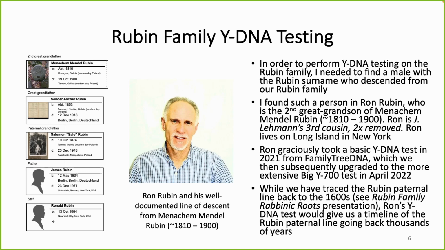Ron Rubin is the product of the second marriage. Ron Rubin had no information about his grandparents, his Rubin grandparents. And when I connected with him, I had photos to share with him. I had that menu of his grandparents' wedding back in 1899 and all this information to share about the Rubin line. And it was really very special connecting with him.